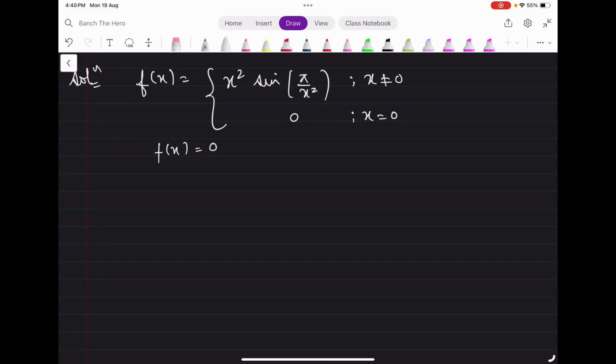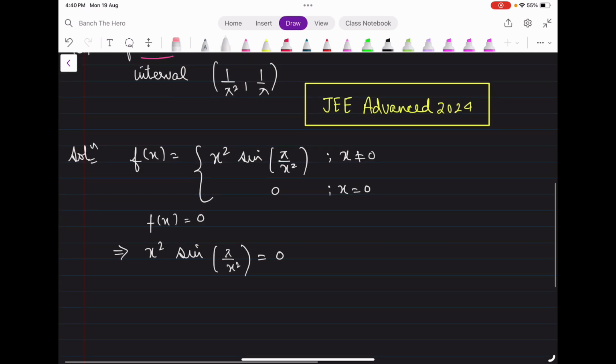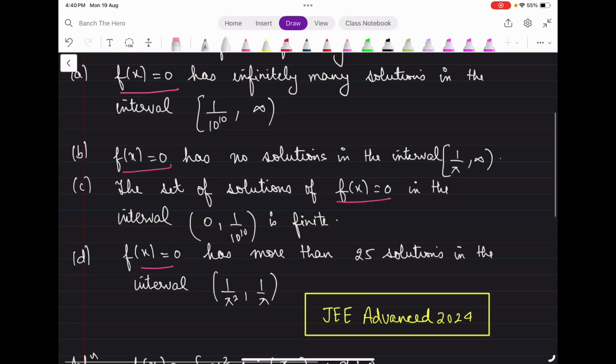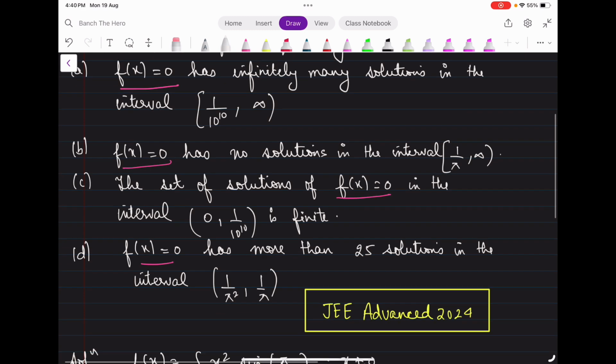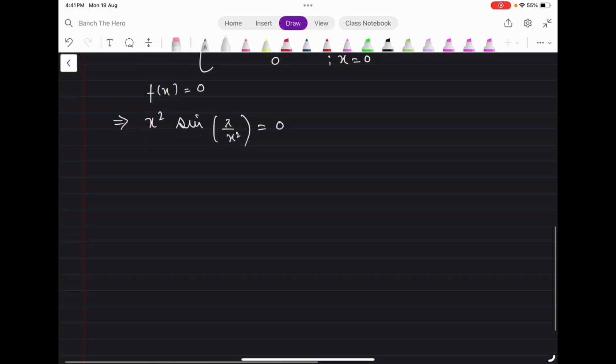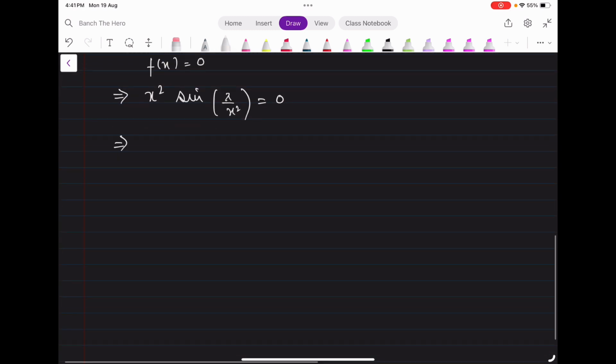Whenever x is non-zero, the function is defined as x square into sine of pi by x square, and this is equal to 0. So f of x is equal to 0 means x square into sine pi by x square is equal to 0. The product of two things is 0 means either the first is 0 or the second is 0. But we can see in the various options 0 is not included in any option. So we will directly jump to the next part, that is sine of pi by x square is equal to 0.